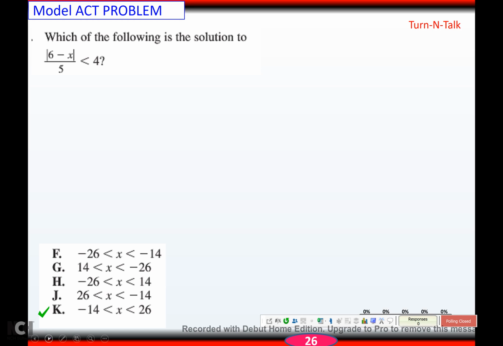Alright, so the first thing I'm going to do is get rid of that fraction. So I'm going to multiply both sides by 5, which gives me the absolute value of 6 minus x is less than 20. Drop, drop, keep the sign, drop, flip, change the sign. You got to solve these both.